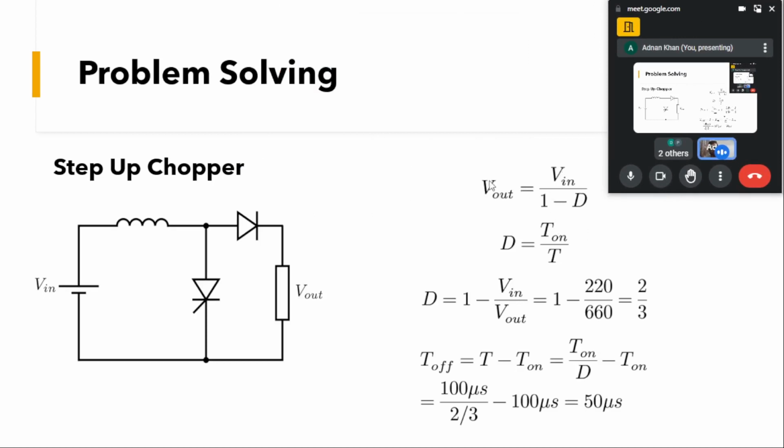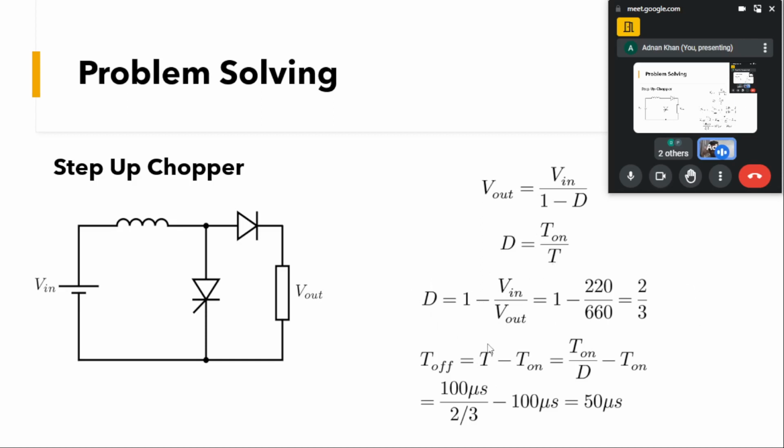So we had the input and the output, and first we calculated D. Now D is known to us. Got it? Also this T is known to us, that is 100 microseconds. So now we know that T off will be equal to T minus T on. Sorry, T on is given to us, the duration for which the device is turned on, not T. So T is not known to us, but we can represent T in terms of T on and D by this equation: T will be equal to T on by D.